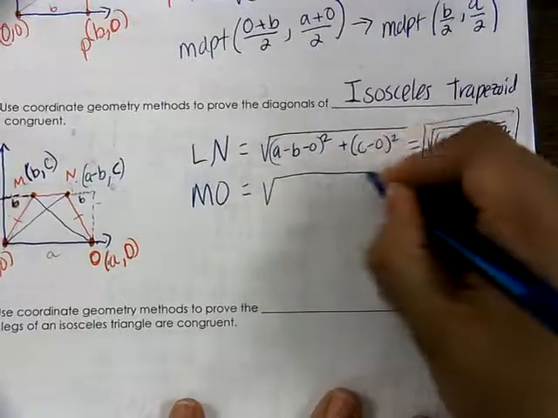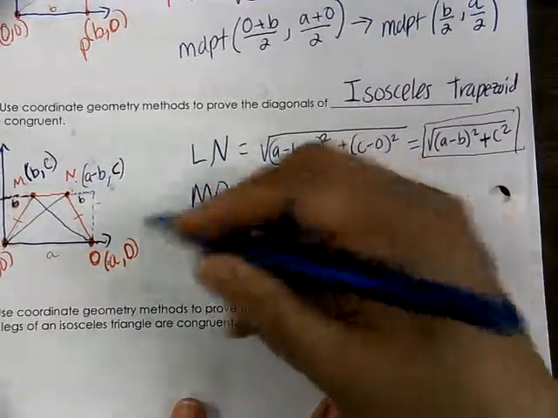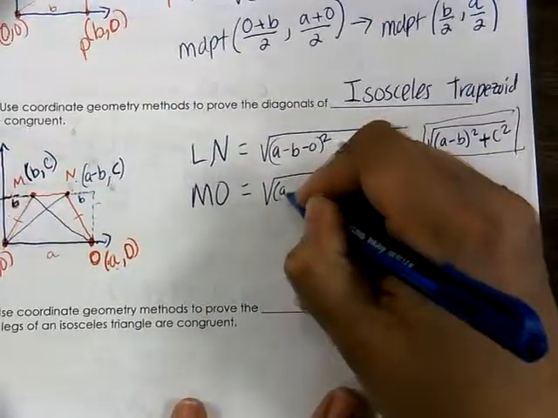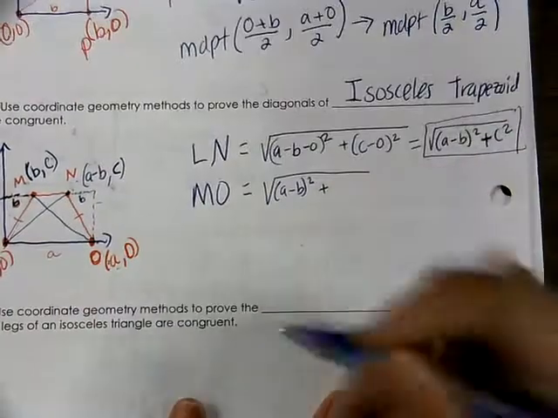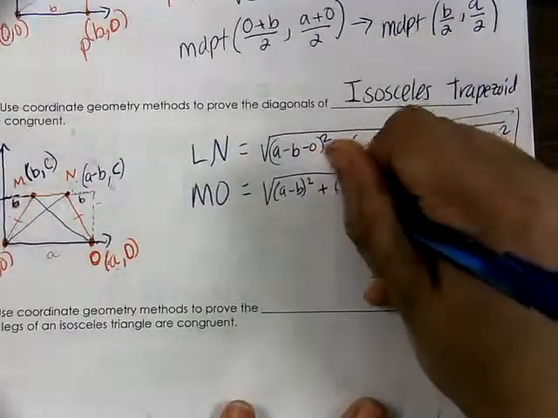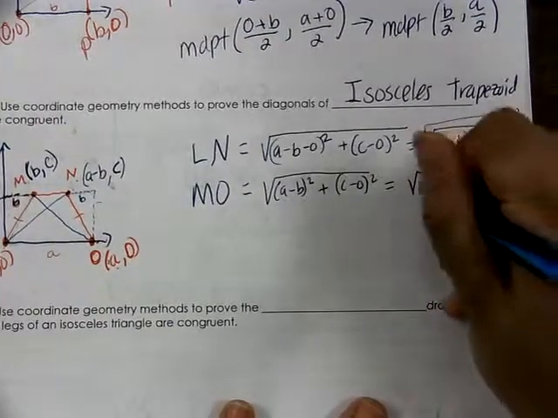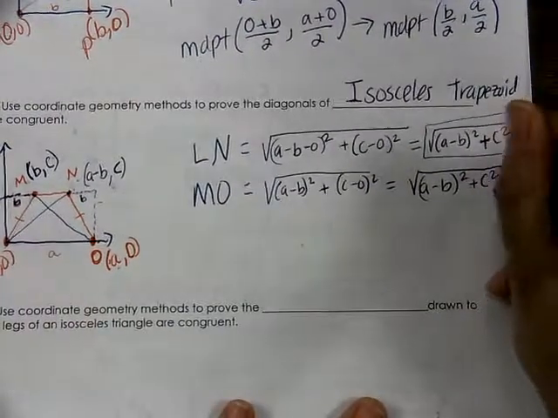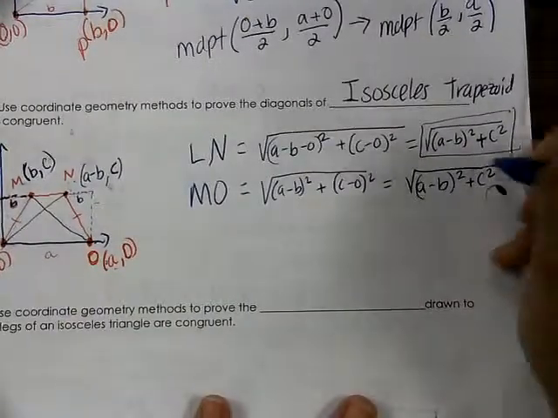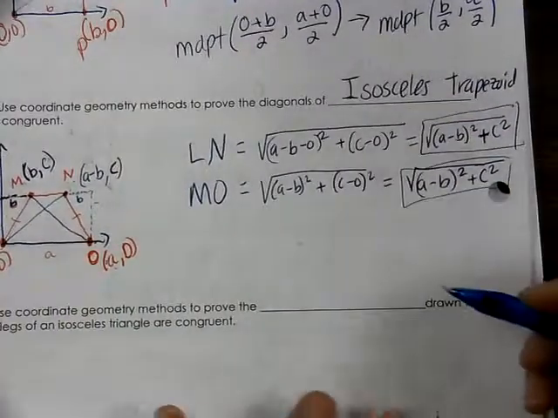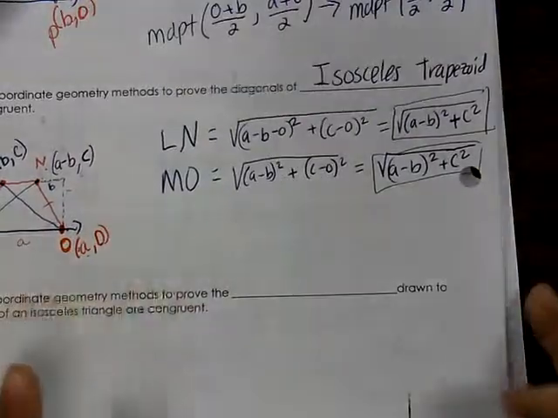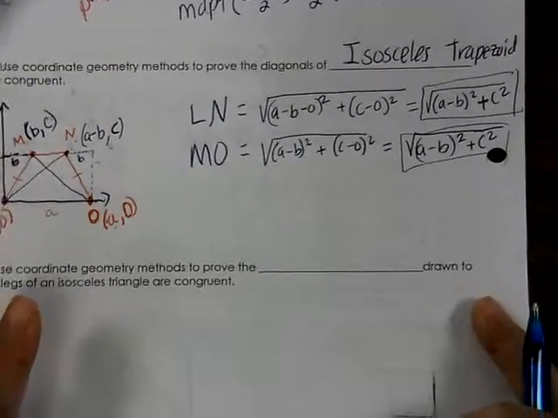Let's do the same thing for MO. Let's see what we get. MO would be A minus B in parentheses and then squared, and then C minus 0 again, squared. So yes, we get the same answer again for the diagonals. So they are the same. The diagonals are congruent, like we know already, for an isosceles trapezoid.